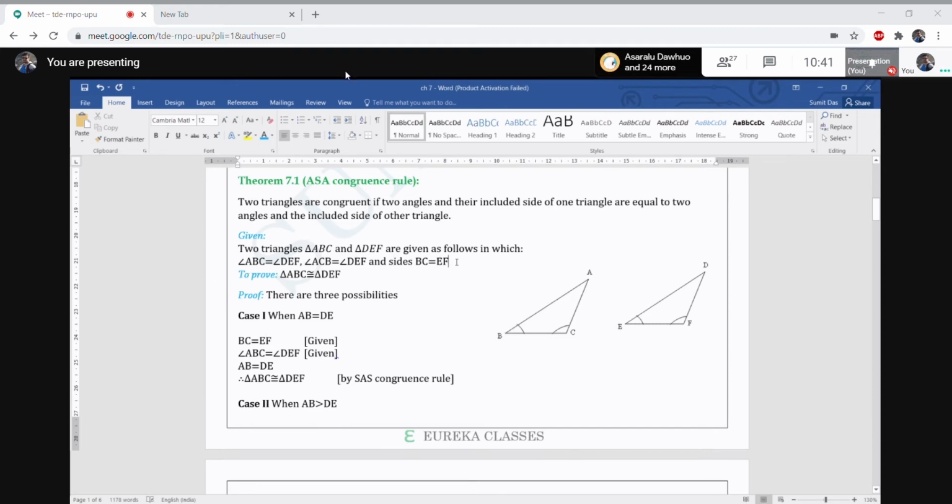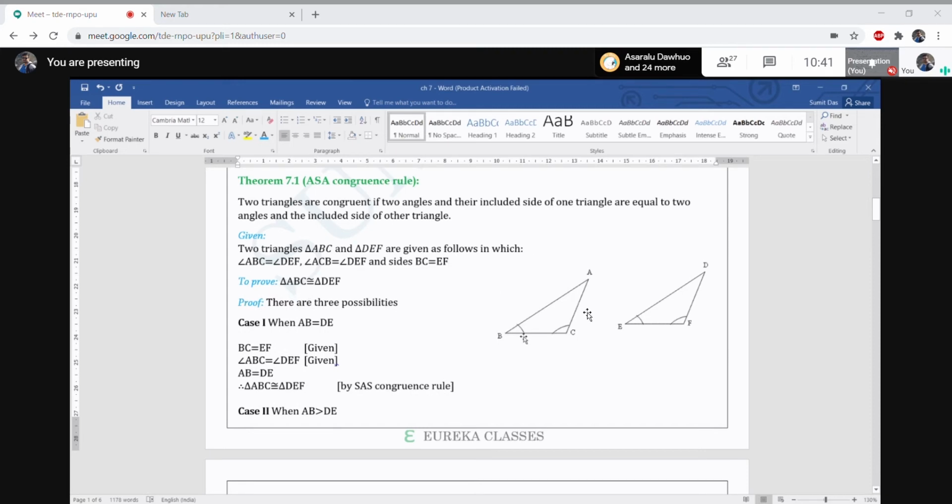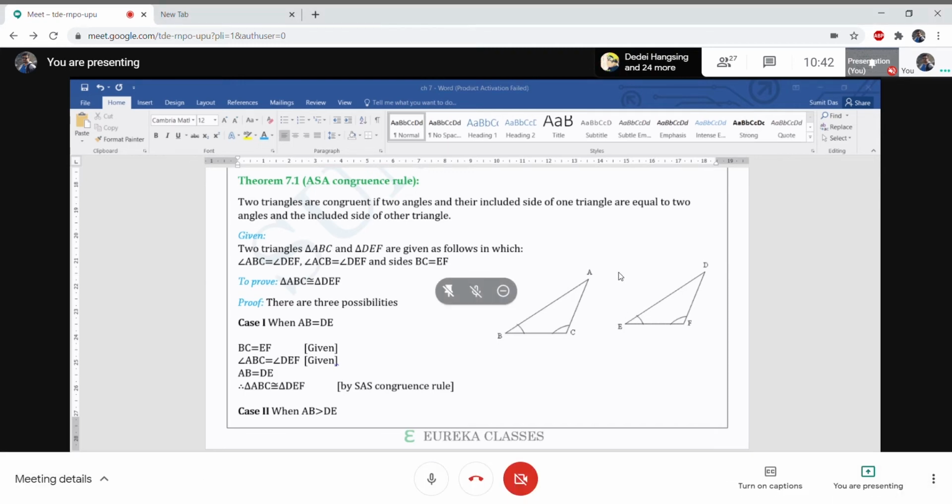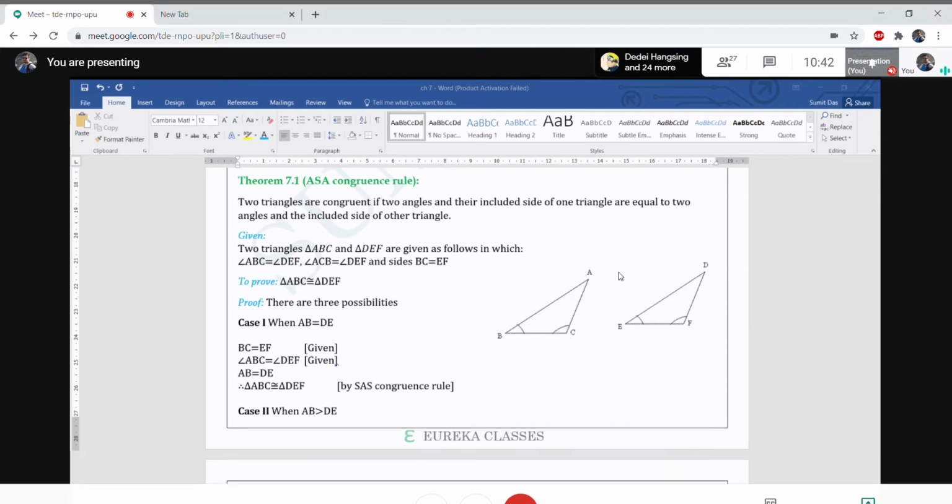What we have to prove? We have to prove that triangle ABC and triangle DEF are congruent. This is the congruent sign. So for the proof we have three possibilities. We have to consider three cases.